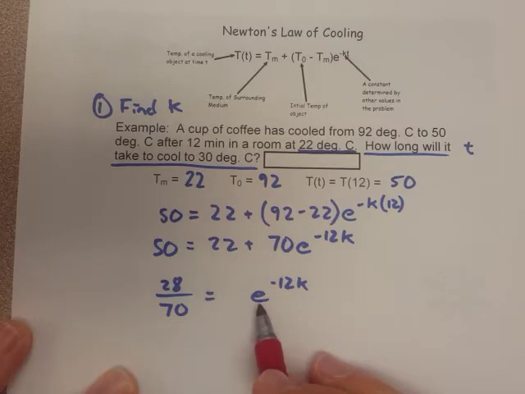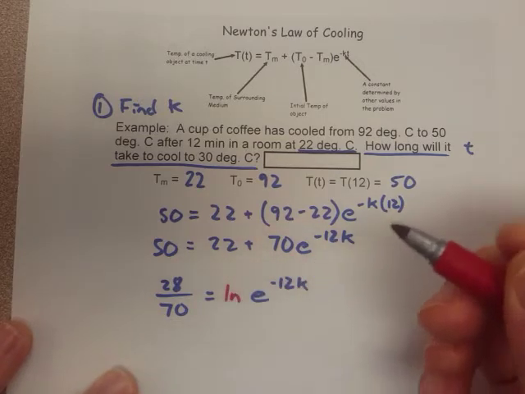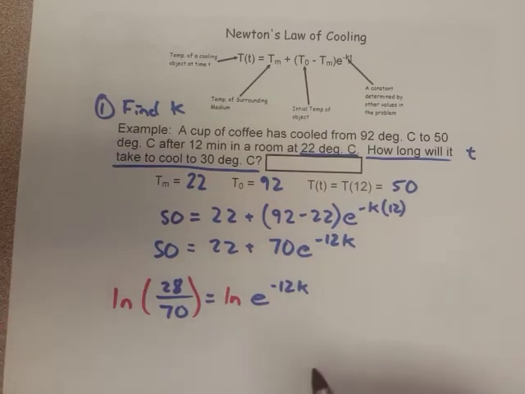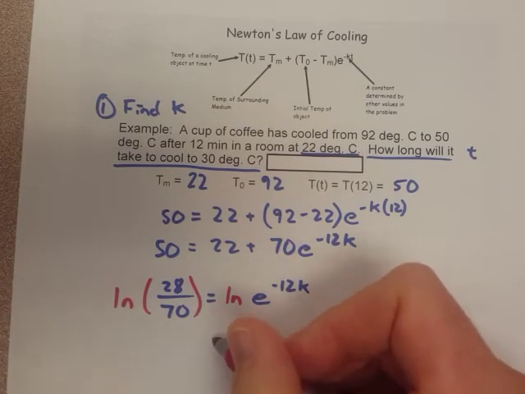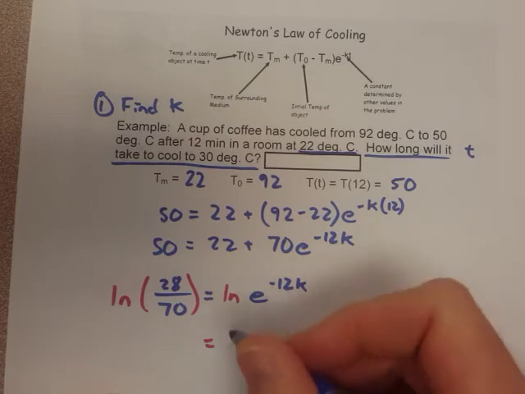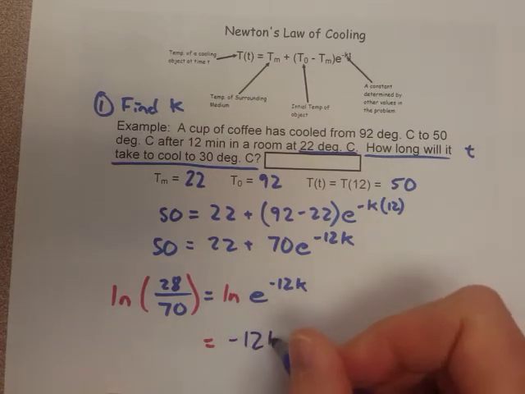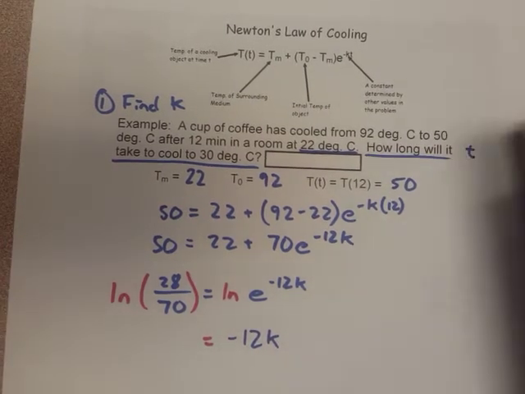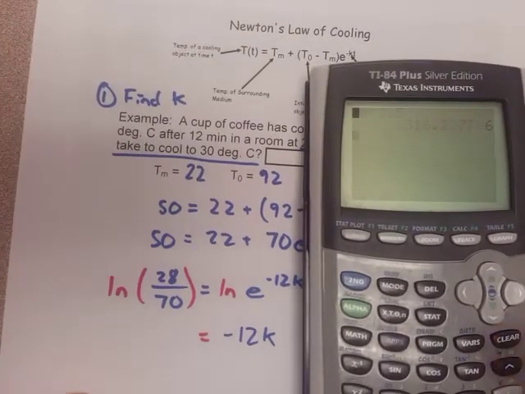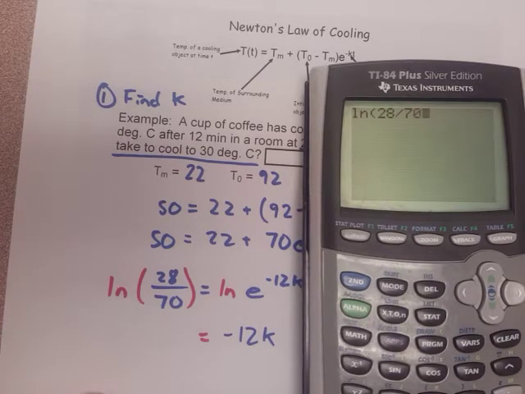Well, log base e is ln. So I'm going to do ln on both sides. I've got to do the same thing to both sides. And so that means that on this right hand side, the ln and the e are just going to cancel out and give us negative 12k. Now over on the other side, that's where we need to have the calculator step in to help us. And so we've got here ln of 28 divided by 70.